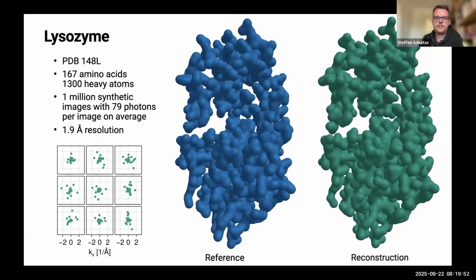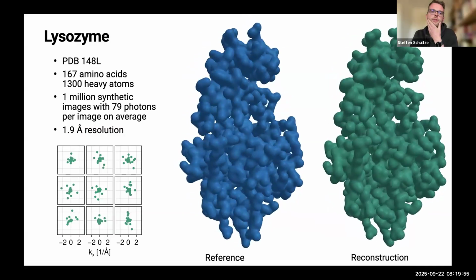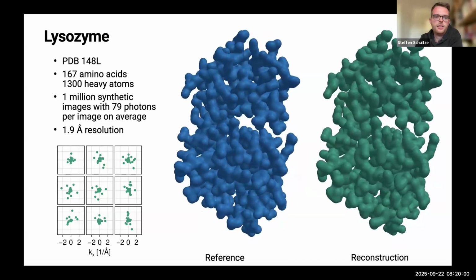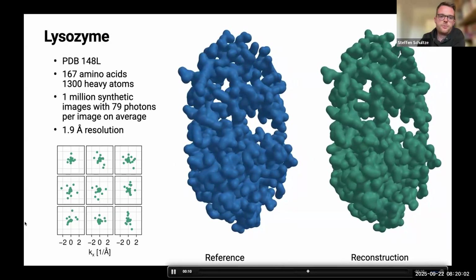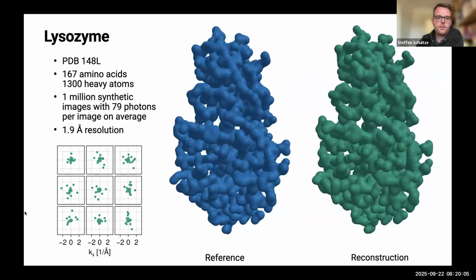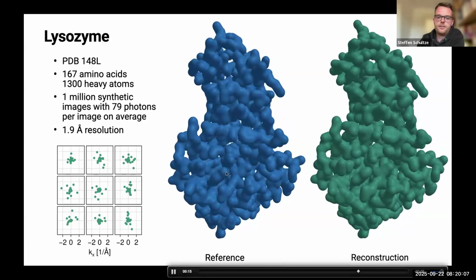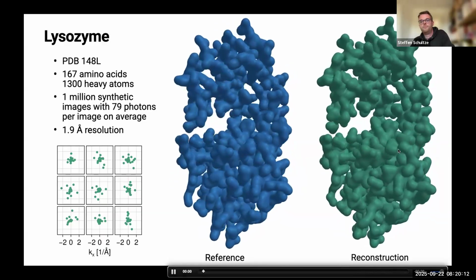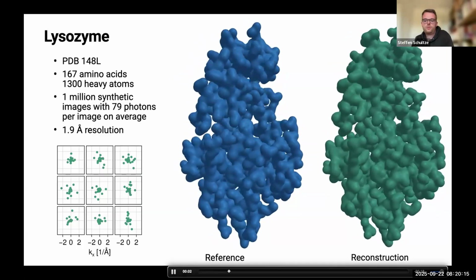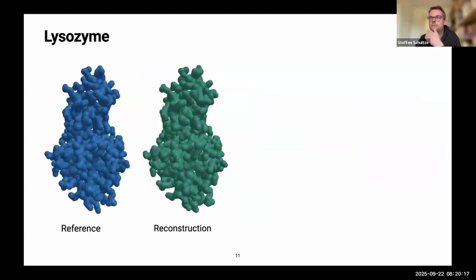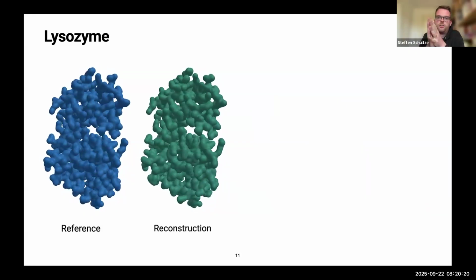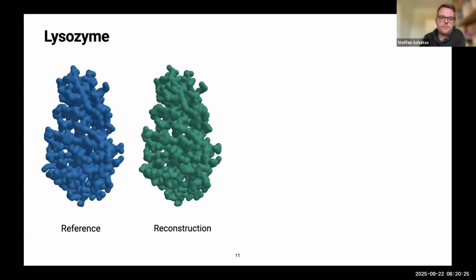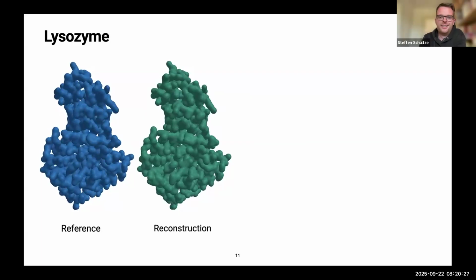This was a test case on synthetic data for the lysozyme protein, 1,300 heavy atoms, which we have actually all determined here. 1 million images. What this comes out to for this one is roughly 80 photons per image. You can see on the left side the reference from the PDB, and on the right-hand side the reconstruction. What I find really exciting here is that this takes only about 2 hours of computation on a single GPU. So the sampling problem is really quite well solved here, I would say.